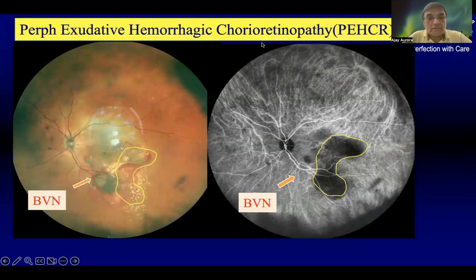So this is a patient where you can see a blocked fluorescence, and under that you see that there is a blockage because of the presence of heme. So there's a difference between the two.